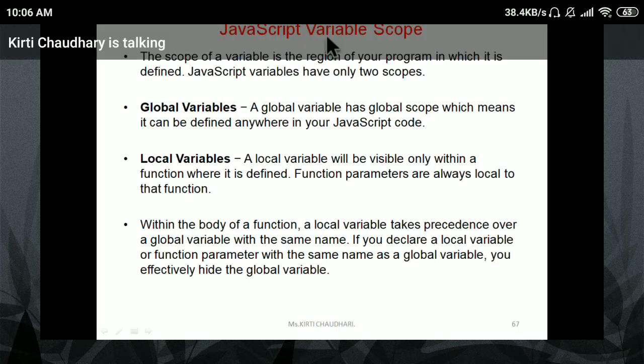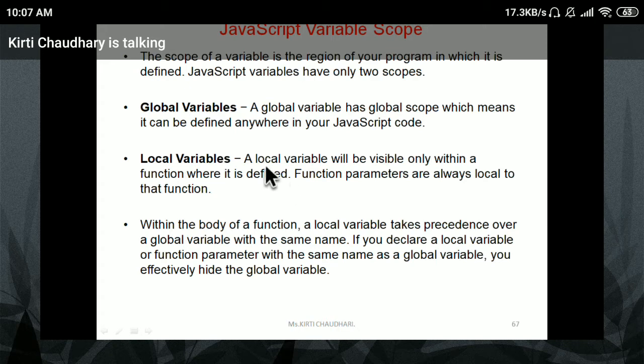Now, scope. What is the scope of variables? The scope of a variable is the region of your program in which it is recognized or defined. JavaScript variables have only two scopes, global and local.